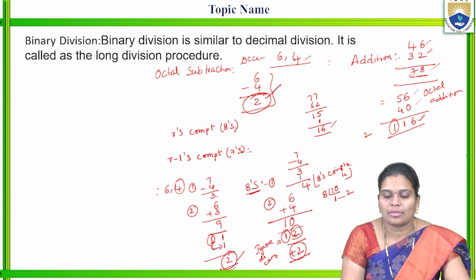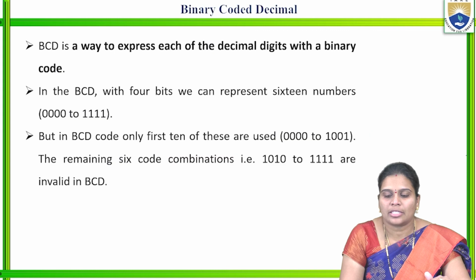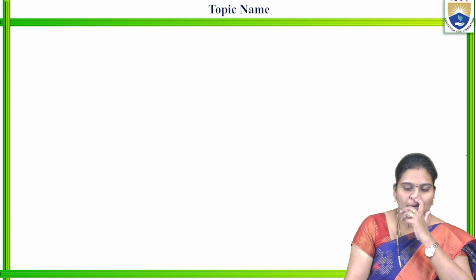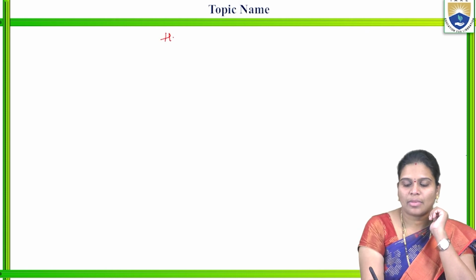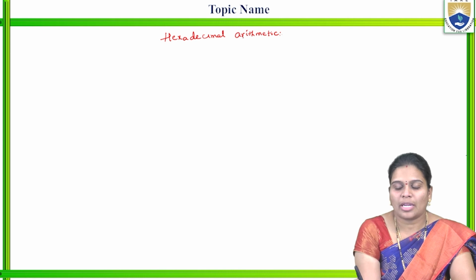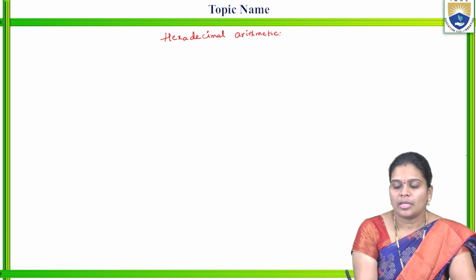Similarly, in hexadecimal arithmetic, the same procedure applies. Hexadecimal addition and hexadecimal subtraction are there, and again we apply the 15's and 16's complement of those values. So here we'll see hexadecimal arithmetic, where addition and subtraction are there. This is the normal addition.